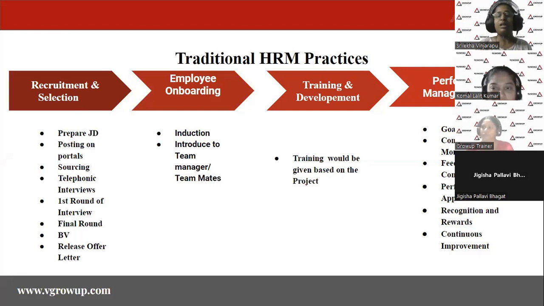Once the final round is done, a background verification is done by the HR. Two references will be taken from the candidate to check which company he is from, what his area of domain is, how he was doing, what his product was, how his productivity at work was, what his strengths are, and what the areas of improvement are. All these questions will be asked by the HR to the references given by the candidate. Once this is done, the offer letter is released to the candidate, asking him to acknowledge it. So this is the recruitment and selection part.